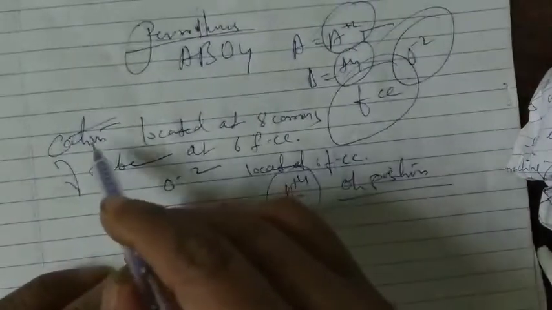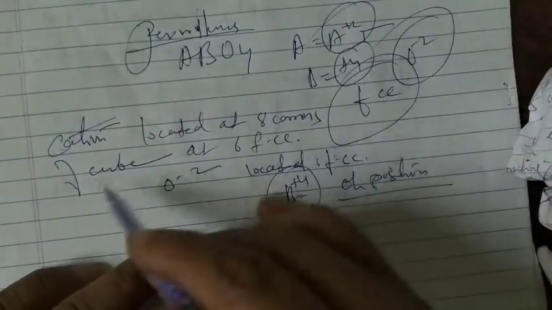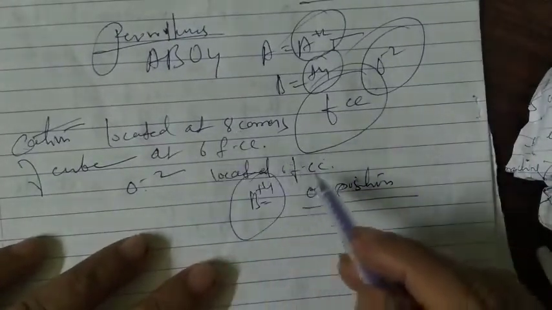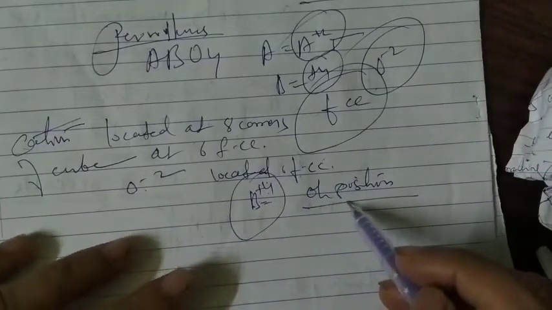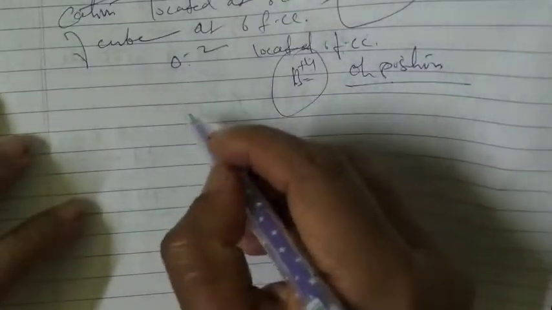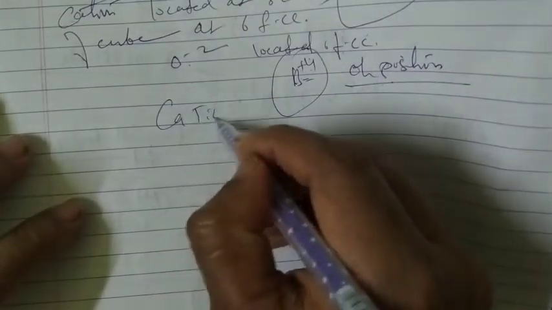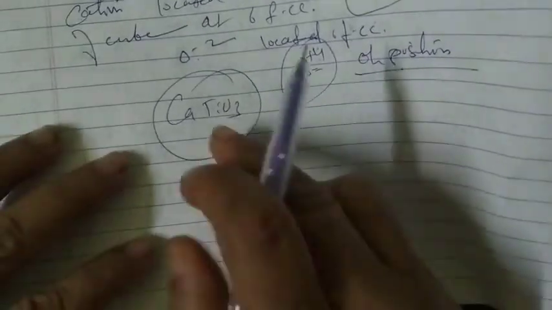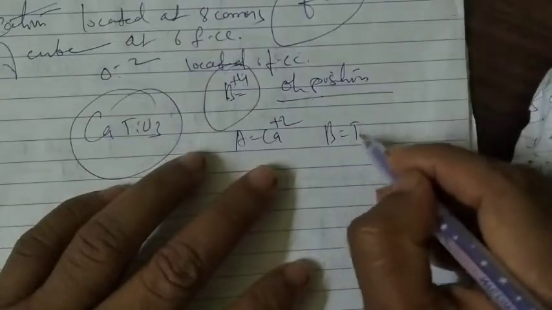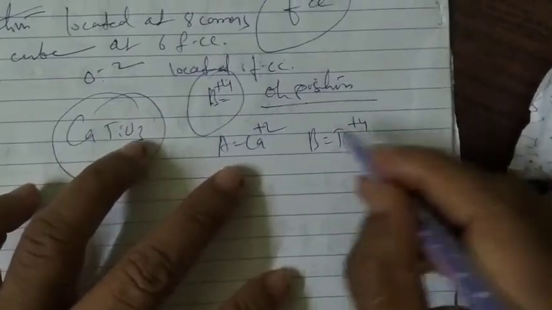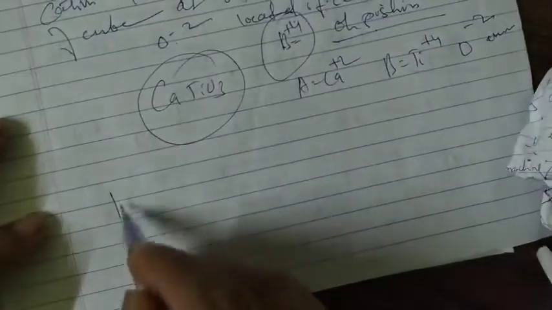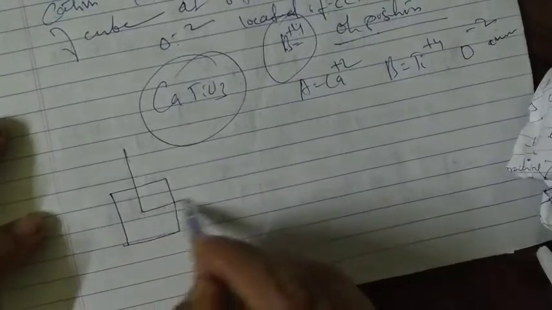So here the A cation is located at the 8 corners of the cube, O minus 2 is located at the 6 FCC faces, and B plus 4 is at the octahedral position, at the center of the cube. The best example of this perovskite is calcium titanate, CaTiO3, where A is Ca plus 2, B is Ti plus 4, and the anion is O minus 2. It is made in a very simple way, and you can draw it like this.